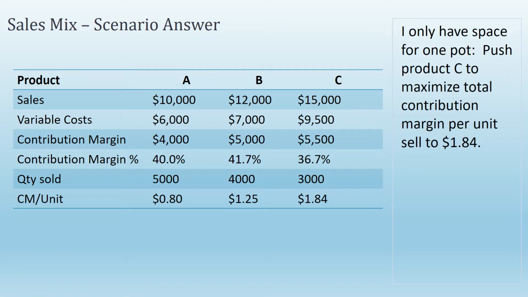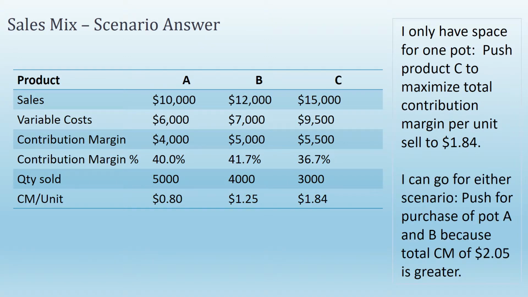If the customer says, I only have space for one pot, then we're going to push for product C. This is going to maximize total contribution margin per unit to sell at $1.84. But what if the customer turns around and says, well, you know what? I could go for either one. Then you want to push for product A and product B purchase because the total contribution margin would be $2.05.